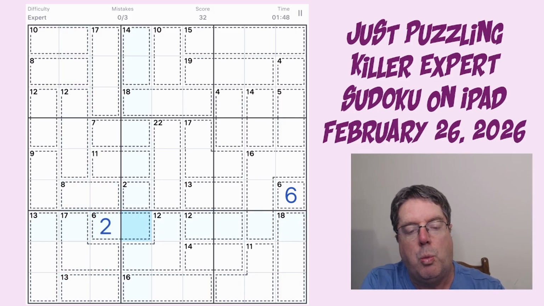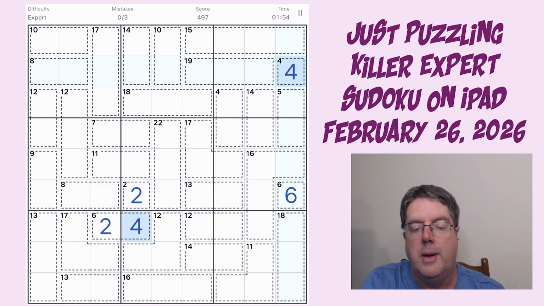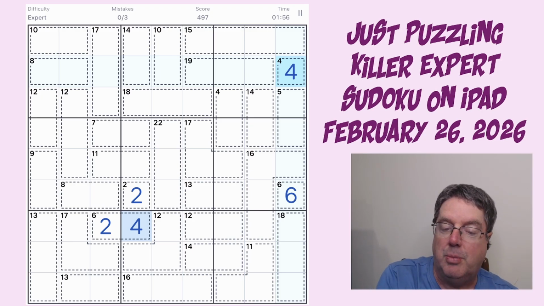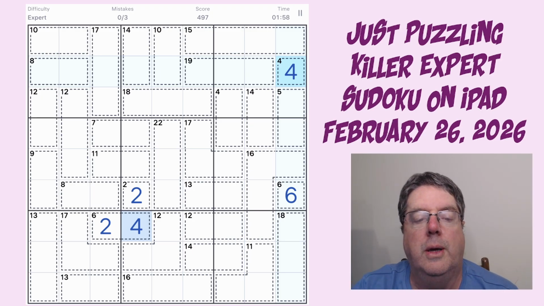Now 2 plus what equals 6? 4. That's a number 2. This is a number 4. Alright, I think I've done enough explaining. Let's get into the solving.